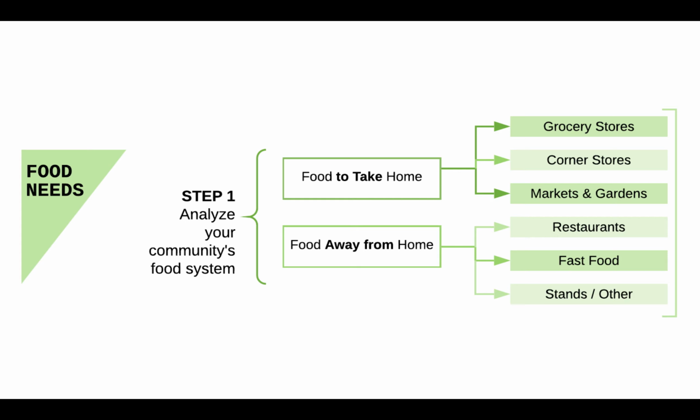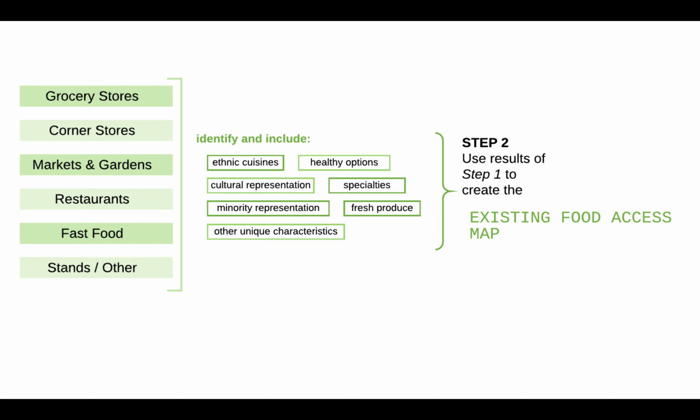So food needs is an assessment of food to take home, like groceries, stores, markets, and gardens, and food away from home, restaurants, fast foods. Once those places have been identified, those unique characteristics should be called out and emphasized, as my team did with our colors on that map I just showed you. So ethnic cuisines, healthy options, unique cultural representation, specialties, minority representation, access to fresh produce, other unique characteristics, anything that should really be built upon or emphasized. Call it out on your existing food access map.